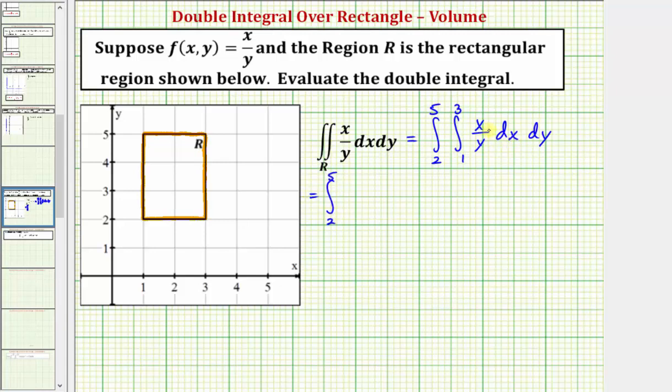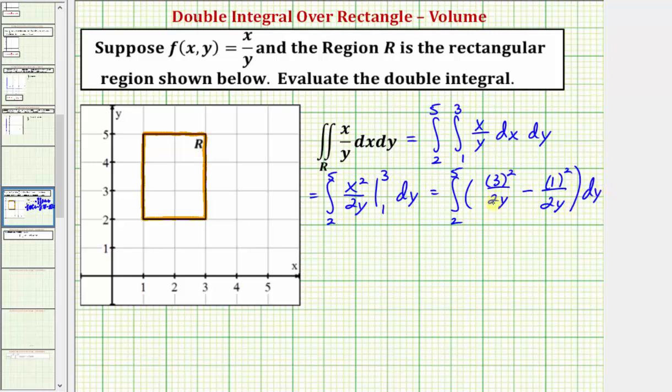The integral of x with respect to x would be x squared divided by 2. So we'd have x squared divided by 2y. We need to evaluate this at the limits of integration. These limits of integration are for x, so we substitute these values for x, not y. So this will give us the integral from 2 to 5 of, when x is 3, we'd have 3 squared divided by 2y minus, when x is 1, we have 1 squared divided by 2y.